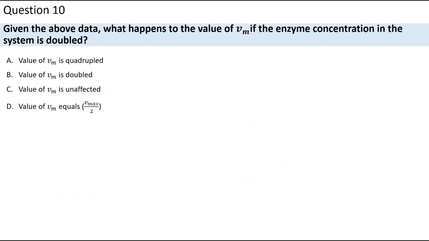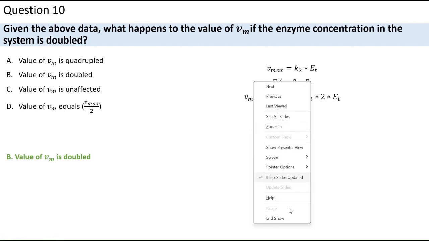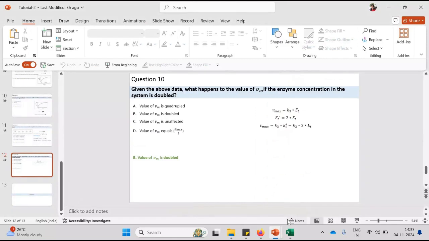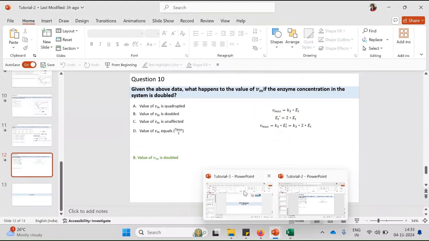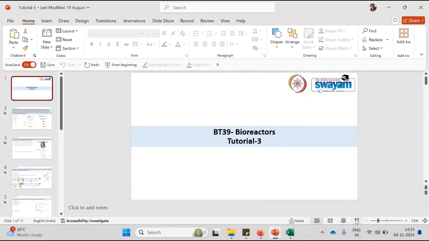Given the above data, what happens to the value of Vmax if the enzyme concentration in the system is doubled? We already know that Vmax is equal to K3 into ET, which is nothing but Vmax is directly proportional to ET. If the ET is getting doubled, obviously Vmax will also get doubled. So the answer is the value of Vmax is doubled. This is what we have seen in the last tutorial. I was just explaining to you guys what we saw in the last tutorial.